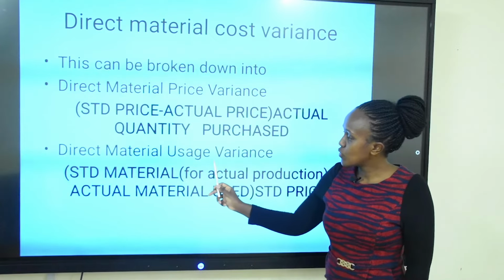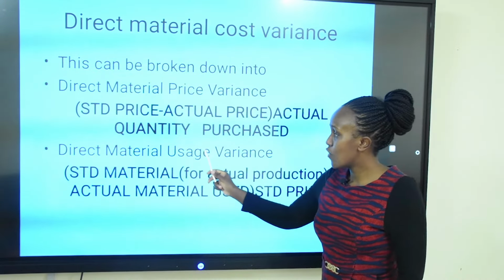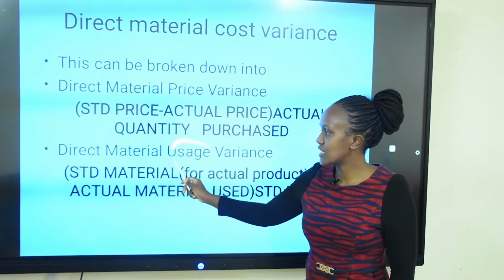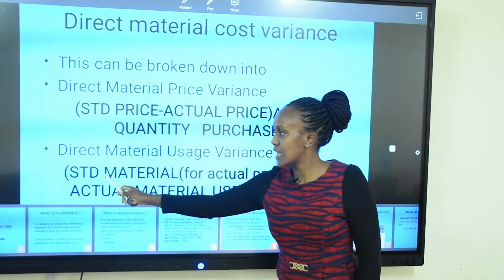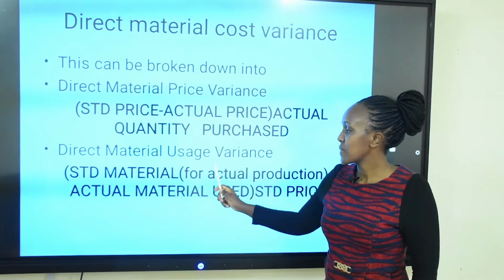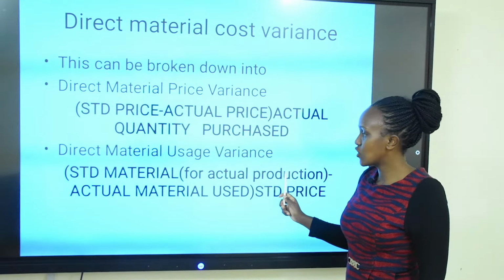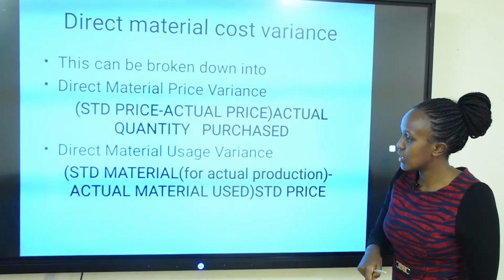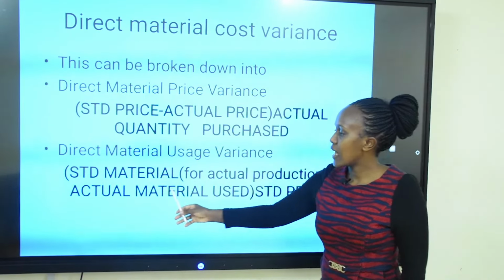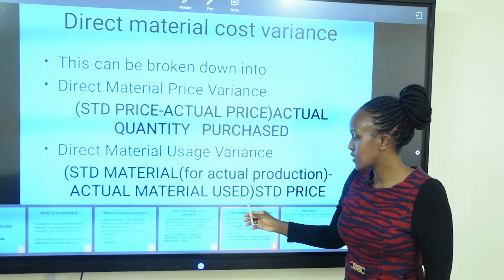So again, when you come to usage variance, we have said all variances are a difference between the standard and the actual. So here, the difference is going to be standard material that should be used for the actual production. This is important, what you have written in bracket. You have to remember that it is for the actual production against the actual material that was used.